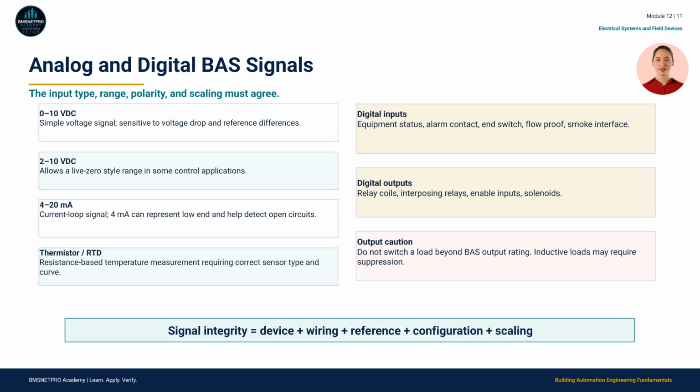Analog and digital signals must be treated as complete systems. A 4 to 20 milliamp transmitter can be wired correctly and still display the wrong value if the input is configured for 0 to 20 milliamps. A thermistor can be installed correctly and still read wrong if the controller uses the wrong curve. Digital inputs and outputs also require attention to voltage, ratings, contact state, and isolation. The practical rule is simple. The device, wiring, reference, configuration, and scaling must agree.